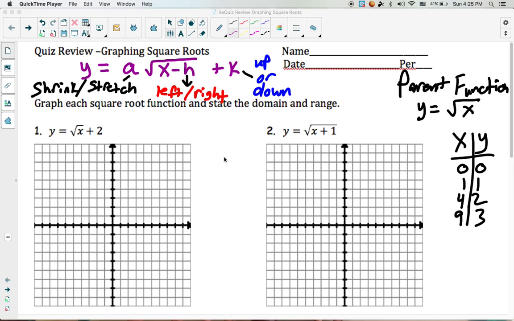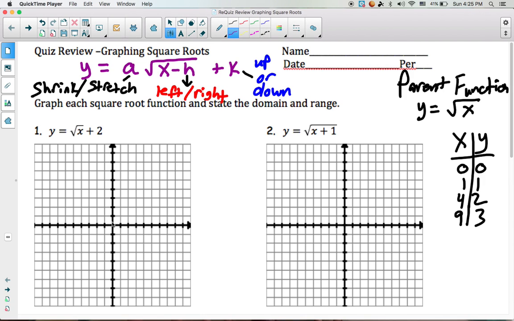Graphing square roots, ReQuiz review, questions number 1 and 2. When you're graphing a square root function, you need to be able to graph the parent function first. And over here on the left, we have the parent function, which is y equals the square root of x. And we have the 4 points that we associate with it: (0, 0), (1, 1), (4, 2), and (9, 3).